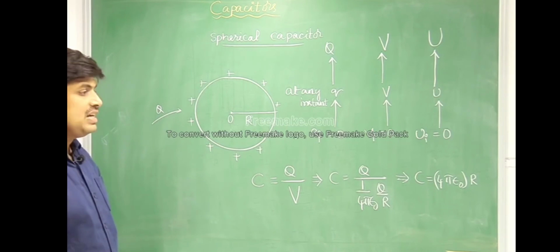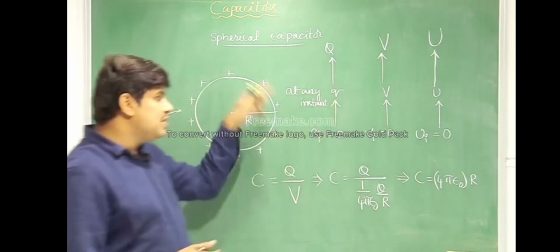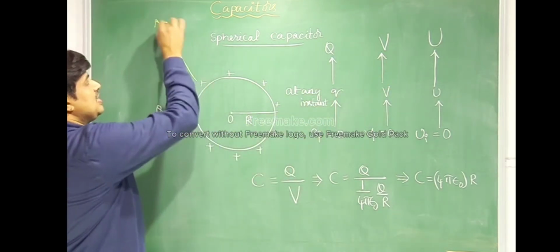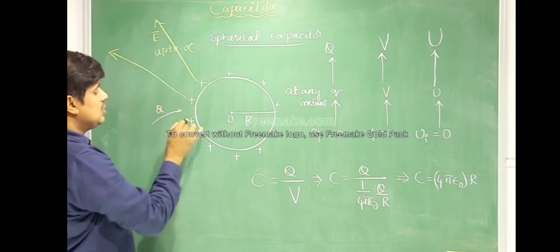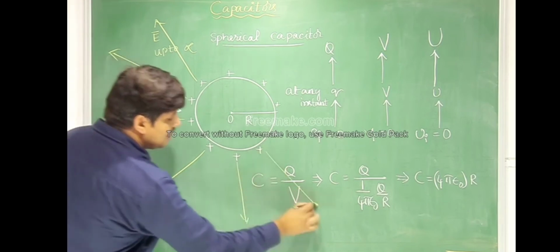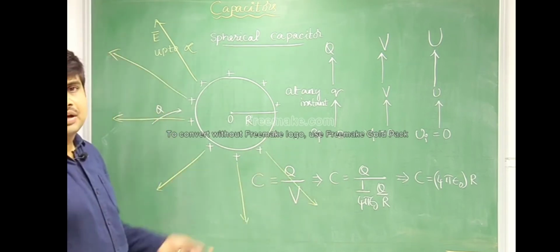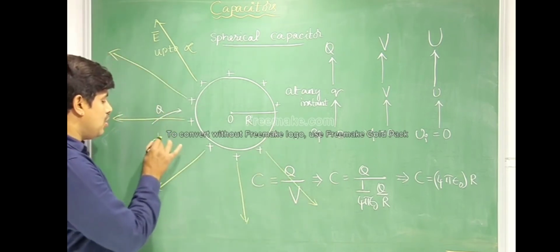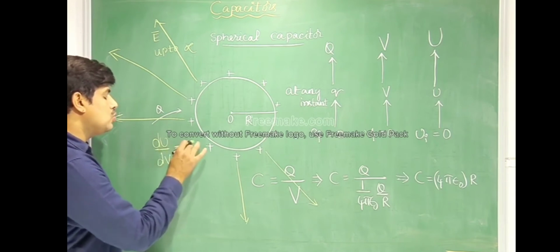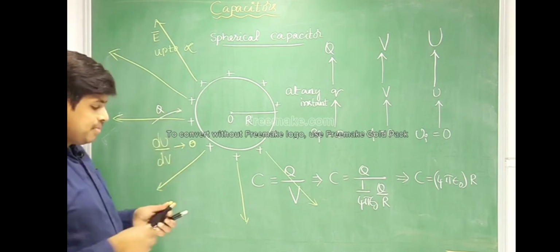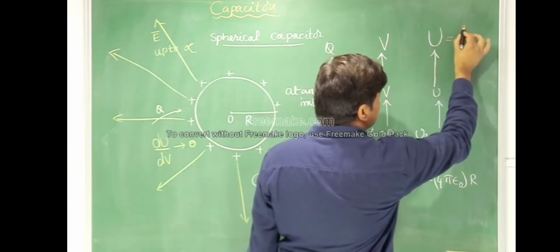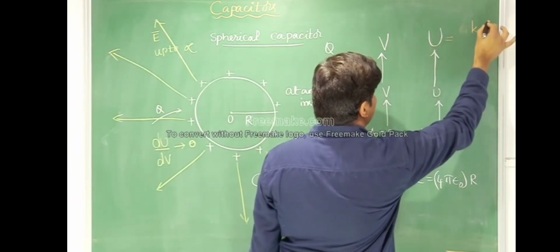We have calculated this previously. Similarly, previously we have identified the self energy of this conductor, because the electric field extends up to infinity because of the charge on this conductor. So the energy also spreads up to infinity. The energy density du upon dV tends to 0, but not the energy. So what is the energy of this conductor? Previously we have calculated the energy of this conductor, that is k q square upon 2r.